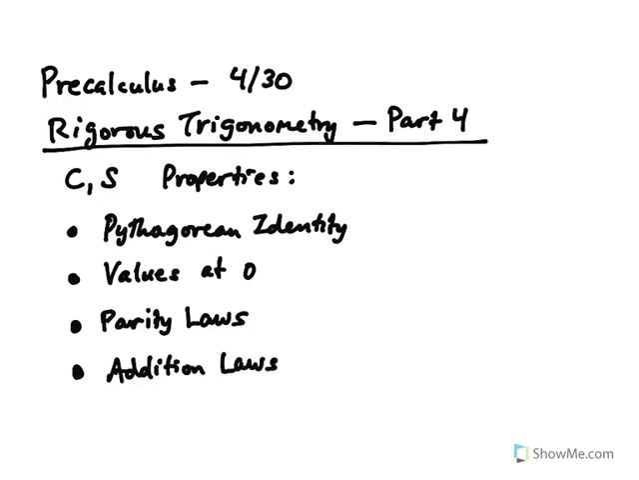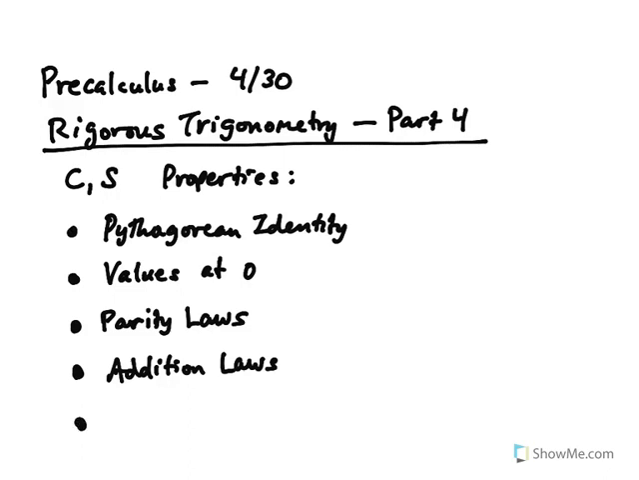which give the value of capital C at a sum of two numbers in terms of the values of C and S at the individual numbers. So if we have two numbers, theta and phi, both real, we can calculate capital C of theta plus phi if we know capital C of theta and capital C of phi individually, as well as capital S of those two numbers.